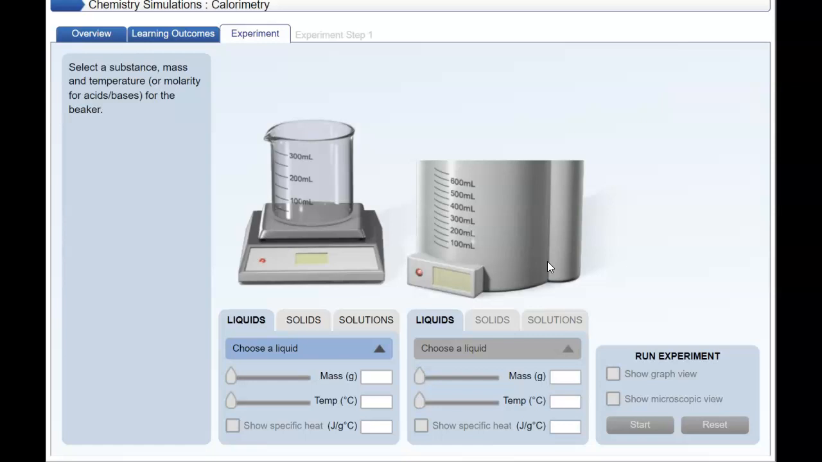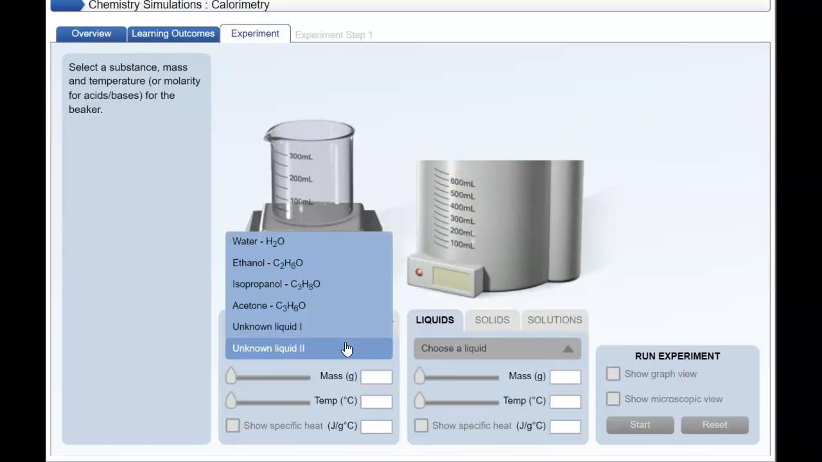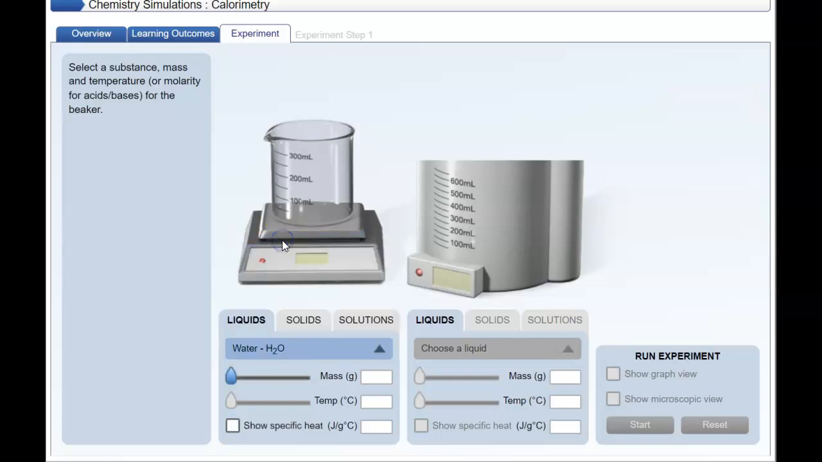Now, how do we start? Well, the first thing is we have to choose our liquid. So we have to choose water because that's what we want to prove, right? For us to do that, we have to choose a mass. The best mass value is 100 grams because it's easy to convert grams to kilograms. It's just equal to 0.1 kilogram.